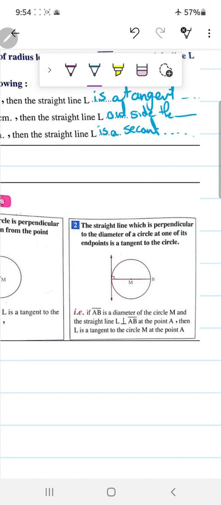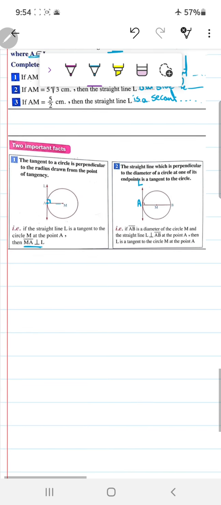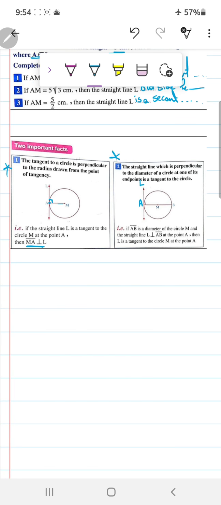Second one, the straight line which is perpendicular to a diameter of a circle at its endpoint is a tangent. Here we have a diameter. Here point A, we have AB is a diameter, and the diameter is perpendicular to the straight line L. So BA is perpendicular to L. It means if AB is a diameter and L is perpendicular to AB, then L is a tangent. So we have 2 important facts. It's very, very important.